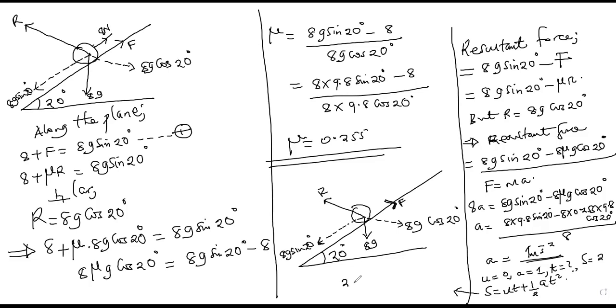Yes. Our S is 2 meters, equal to u, which is 0, times t. The whole of this is 0. So it is 0 plus a half times acceleration 1 times t squared. So 2 is equal to t squared over 2. When you cross multiply, 4 is equal to t squared, and therefore t is equal to 2 seconds. Is it clear? Yes.